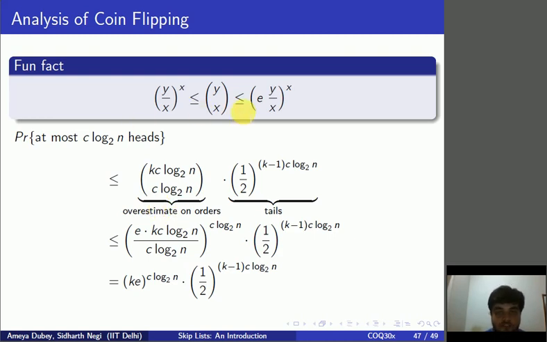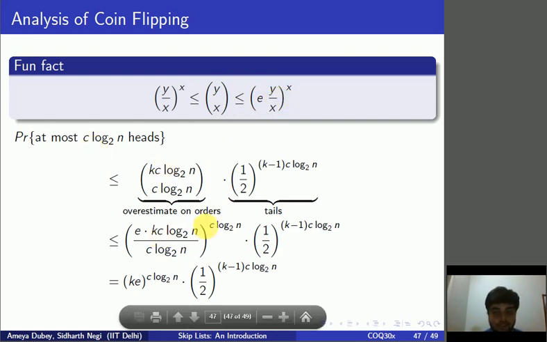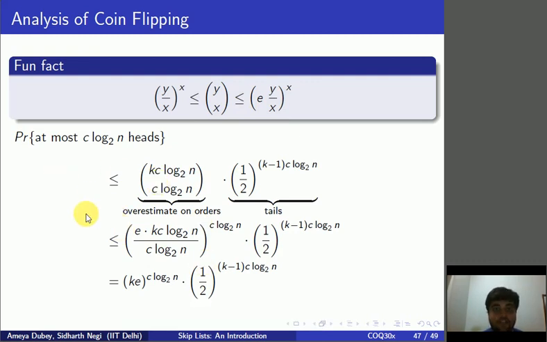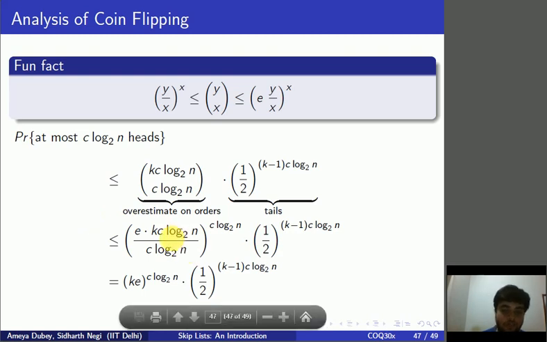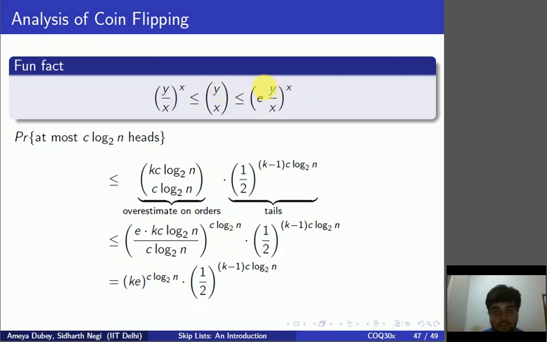So we use this fun fact that y choose x is less than or equal to e times y by x to the power x. Substituting it here, we write this: it's e times k log n upon C log n, to the power C log n, so you can see that this will cancel right out. Again, we are simply using this substitution times the tails, so again, just copy pasting the tails term.